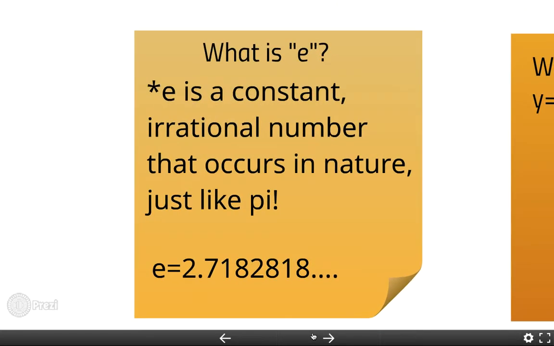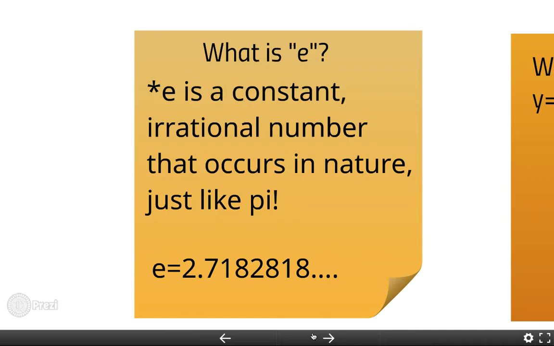So what is this e thing? Well, e is a constant. It's just like pi. It's some number that goes on forever. It doesn't end. It's an irrational number. So it's just a number that's found in nature, just like pi is. So we have e equals about 2.72. I'm not going to make you memorize it or anything, but you do know it's about 2.7, just so you kind of know in your head what it is.